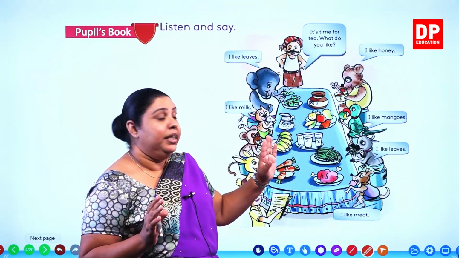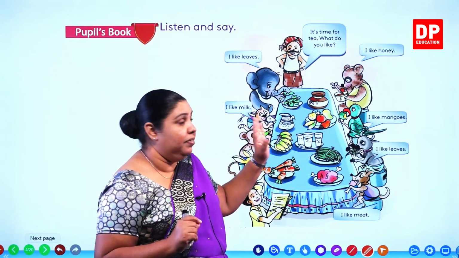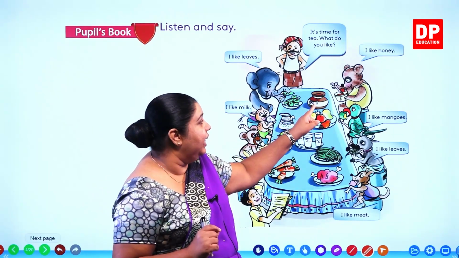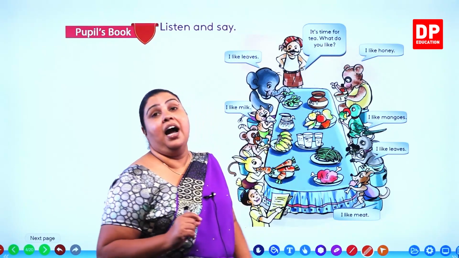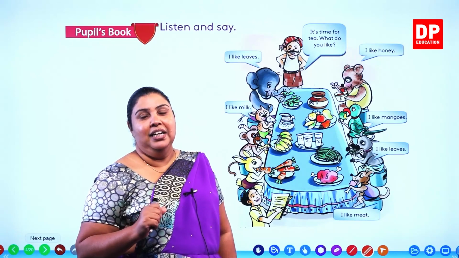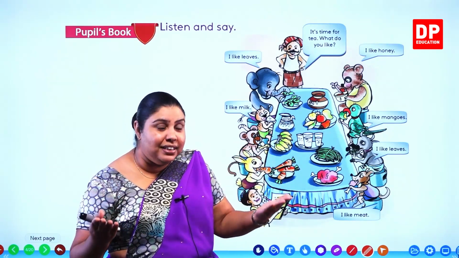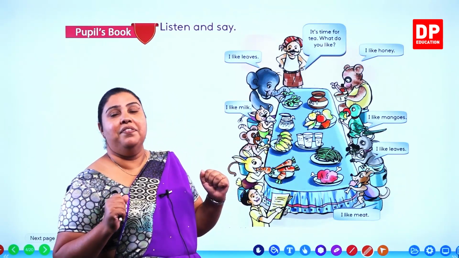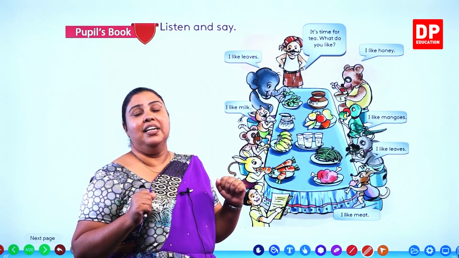Now I want you to take a good look at the picture. It's a clear picture. You can see the bear is eating honey. Honey is something the bear loves. Like the way we do, my little girls and boys, you also have your favorite food.